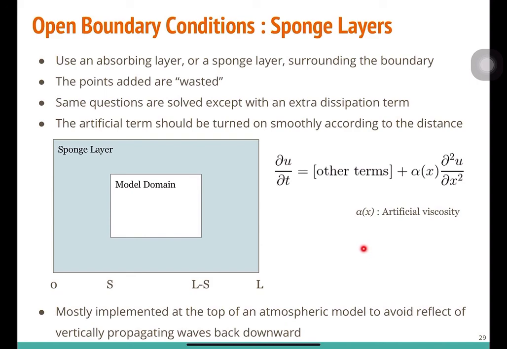So we mostly implement this at the top of the atmospheric model to avoid the reflection of vertically propagating waves. Sometimes the gravity waves, they propagate upward, and we don't want that to be coming back down because there's no real boundary at the top. Okay.